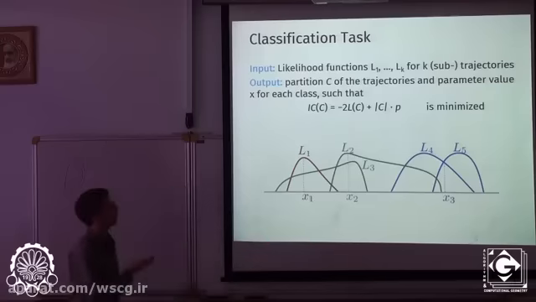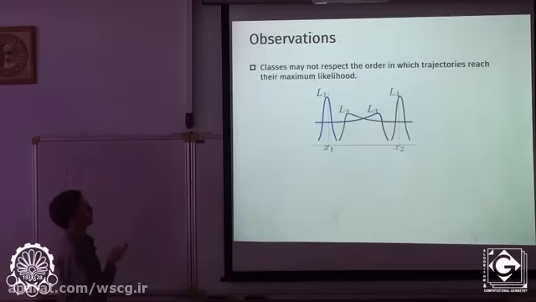The first important observation is that it is not the case that if I just look at the maximum values of these likelihoods, an optimal classification respects the order of maxima. So this is an example where the first likelihood function has its maximum here, the second one here, the third one there, the fourth one here. But if I want to use two values, then it's best to place one value here, the other one there. But then actually L2 will be classified together with L4 and L3 together with L1. So there's no monotonicity that we can use immediately.